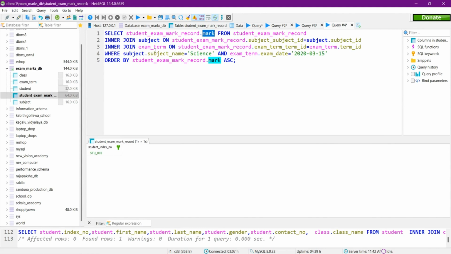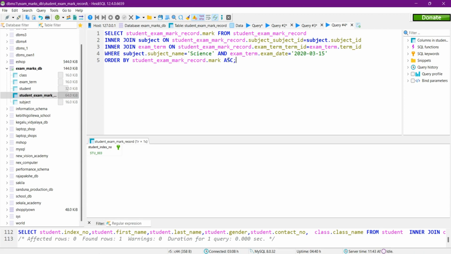After that, I have given two conditions. The exam date should be 2020 March 15, and the subject name should be science. Finally, when you come here, you can see we have used some new keywords. If you want to arrange your answers in ascending order, you first need to use the ORDER BY keyword, and then mention the column which you need to order. And then I have given here ASC, which means ascending.